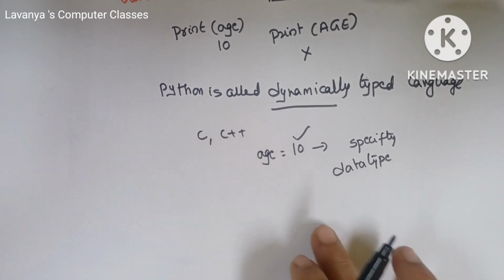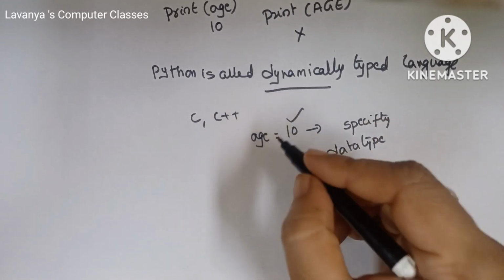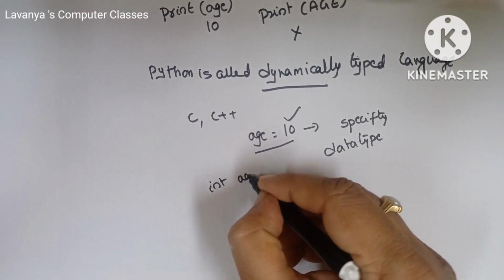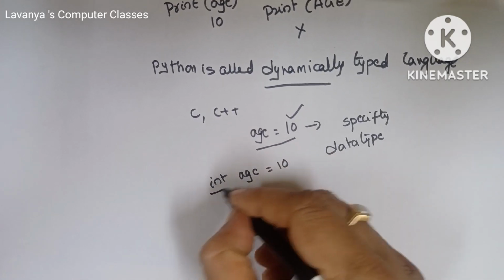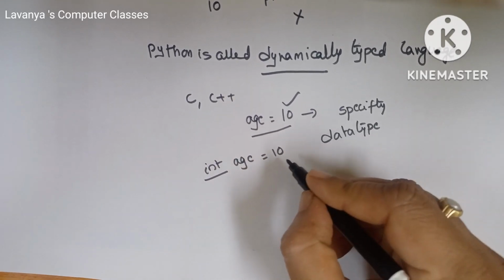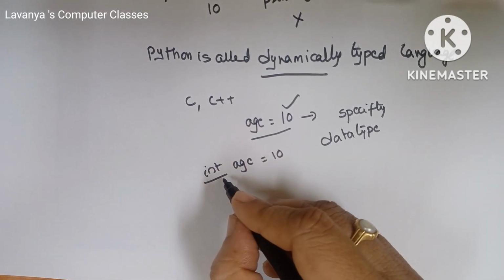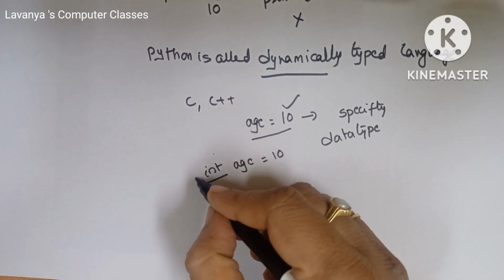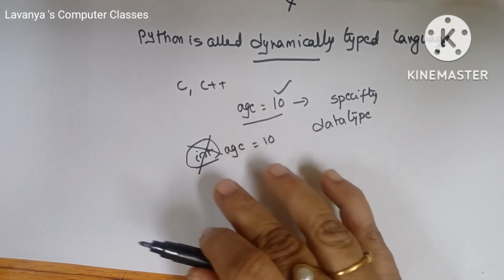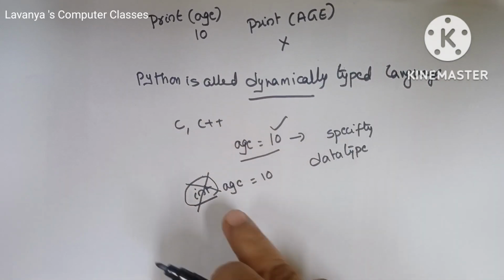But in Python, it is not necessary to specify before accepting the value. Directly give the value like this. In C language, you have to write: int age = 10. What is int? Int means integer. Age is a variable, and in this variable you are accepting the value 10, which is a numerical value with integer type. You have to specify this also. But in Python, it is not necessary to specify the data type. That's why Python is called a dynamically typed language at the runtime.